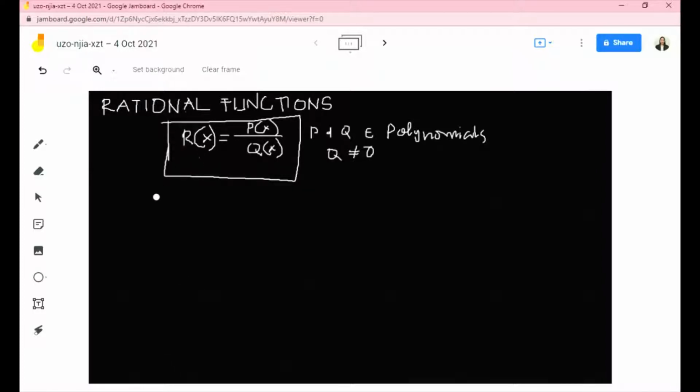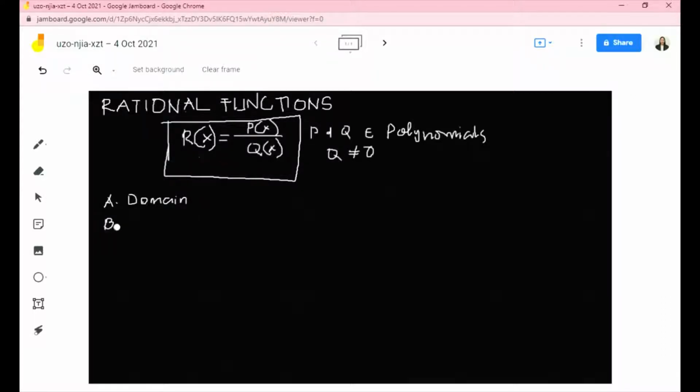Now, there are different main parts that we will be looking for in a rational function. So first, we have the domain. The domain, these are the possible values of your x. To get the domain, just simply find a value of x that will make your function undefined.